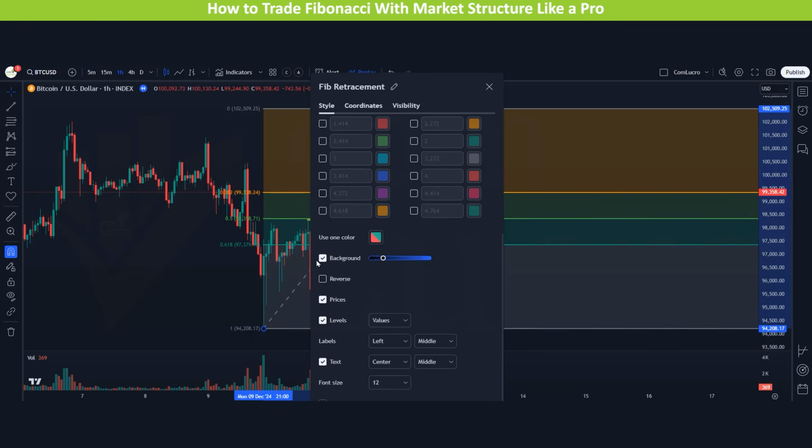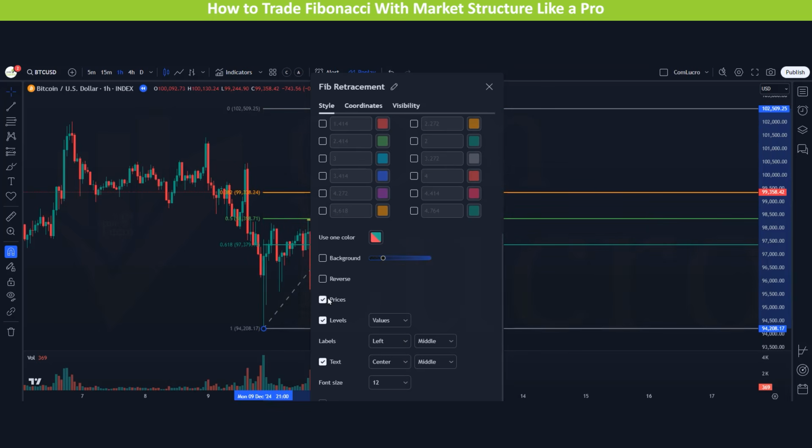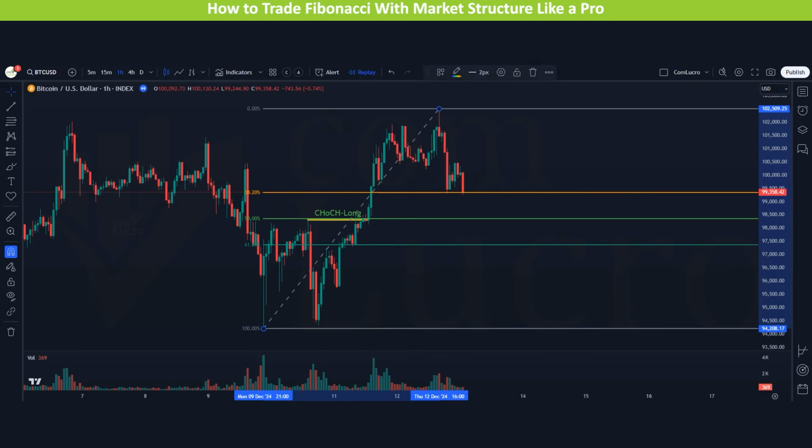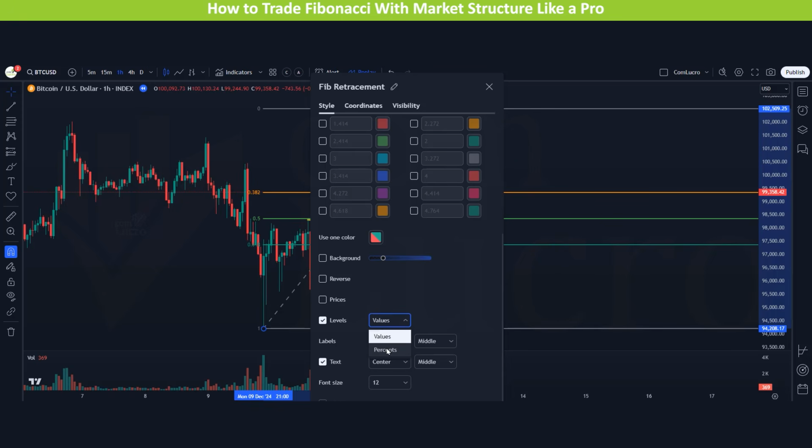Turn off the background shading to declutter the chart, and hide the price values to keep your focus where it belongs. Finally, under the level section, set the display to percent, so each level reads as a percentage. This setup strips the chart down to what counts, putting the most critical retracement areas front and center.